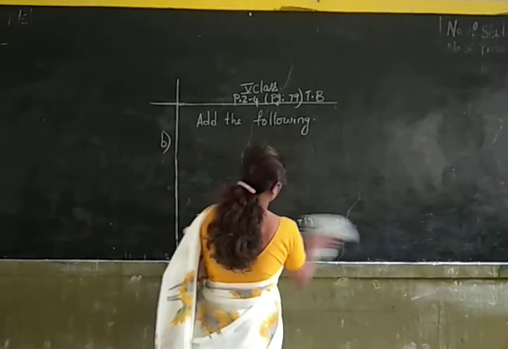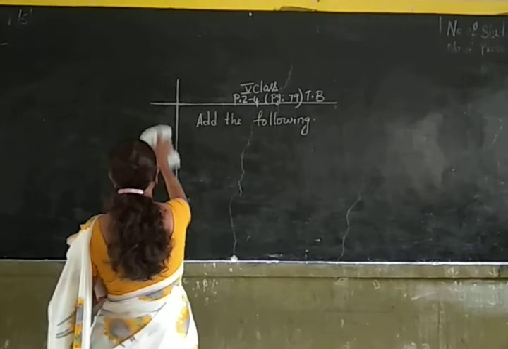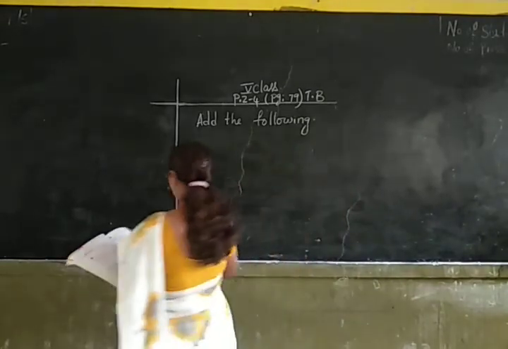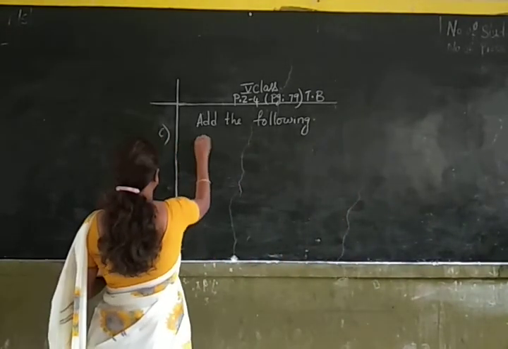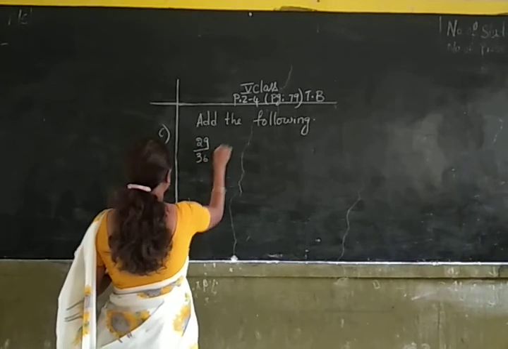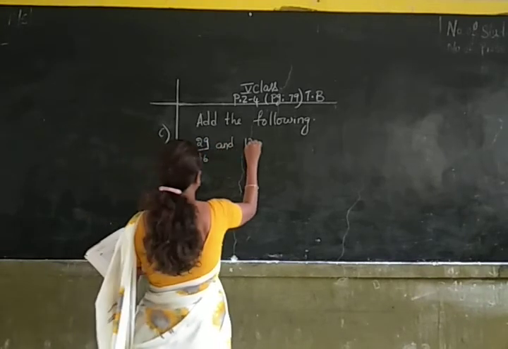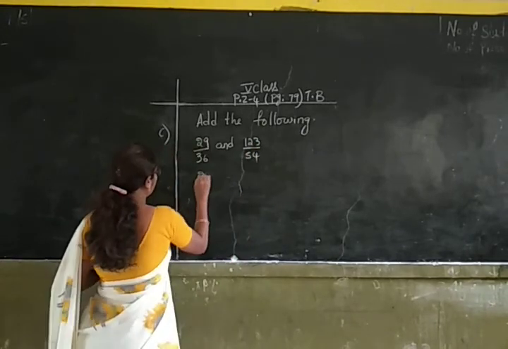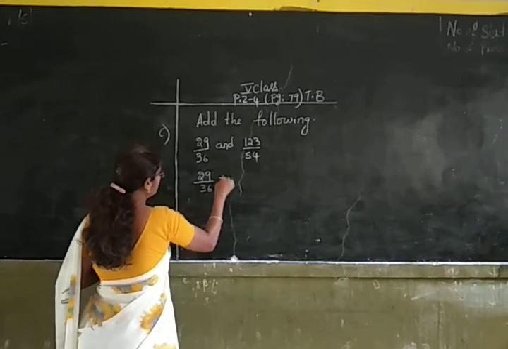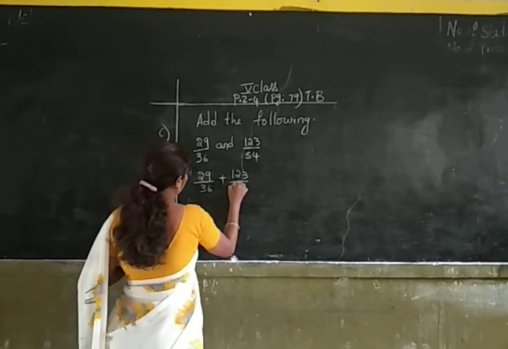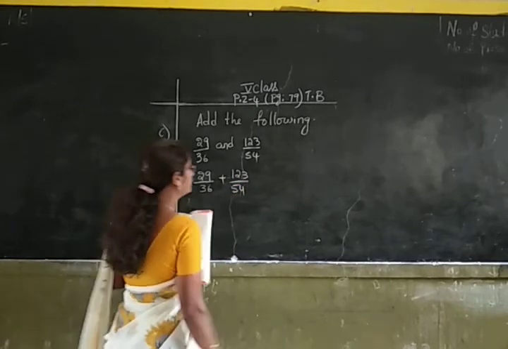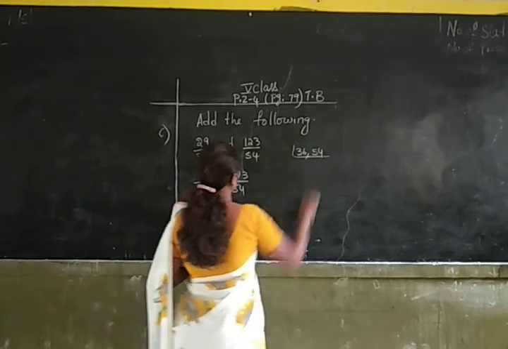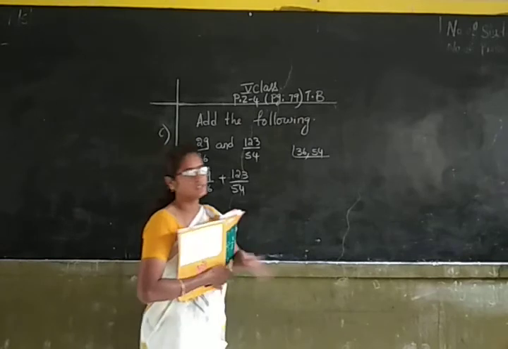Now let us do the third sum, which is C sum. By 36 and 123 by 54. Here we have to put the symbol plus because we are going to add these two fractions. So after that we have to find out the LCM of the denominators for making the denominator same. So we are finding the LCM.